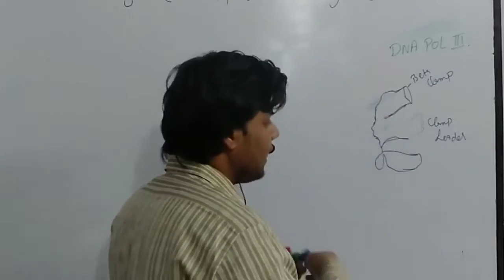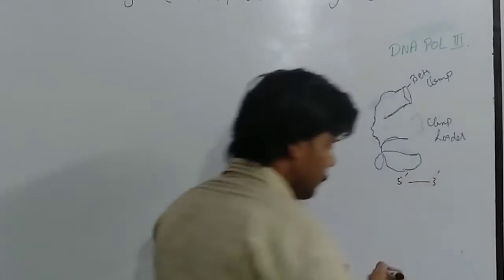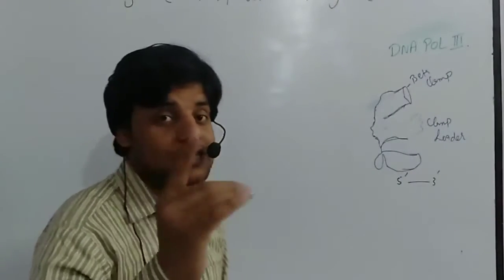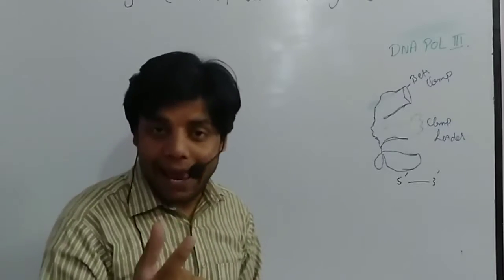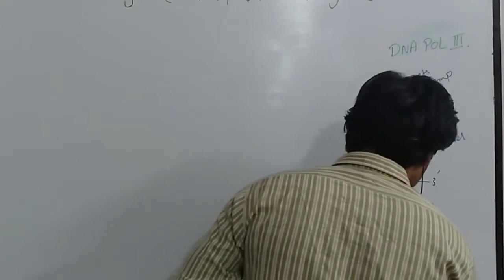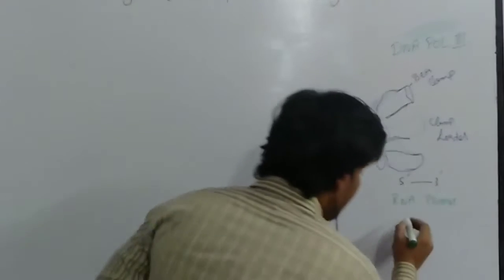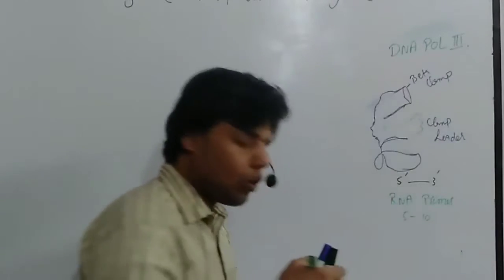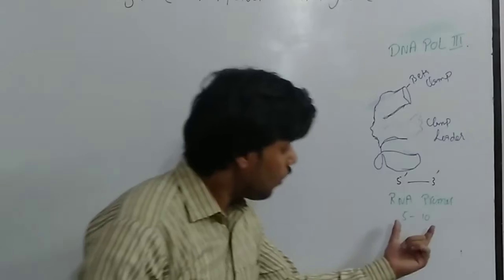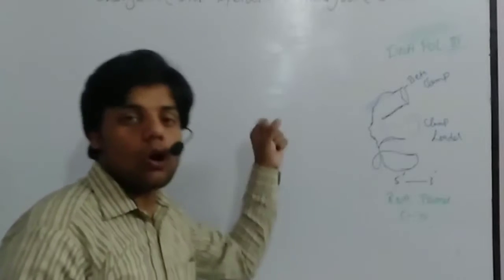DNA polymerase 3 can add nucleotides in the 5' to 3' direction. It can start the elongation process by needing a primer, which we call an RNA primer, which contains 5 to 10 nucleotides of RNA. Not DNA, they contain 5 to 10 nucleotides of RNA. So DNA polymerase can start its process whenever it finds the primer. Then it can start the elongation process.